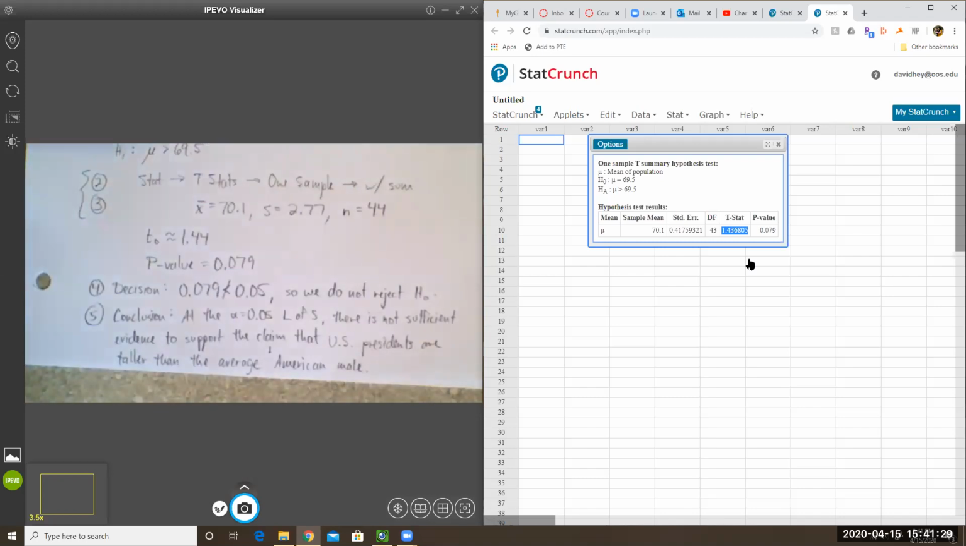Okay, so again, your conclusion needs to contain those three pieces. You need to state your level of significance. Then you need to say whether or not there's evidence to support whatever. And then you need to restate the alternative hypothesis in words, right? So in this case, at the 0.05 level of significance, there's not sufficient evidence to support the claim that US presidents are taller than the average American male.